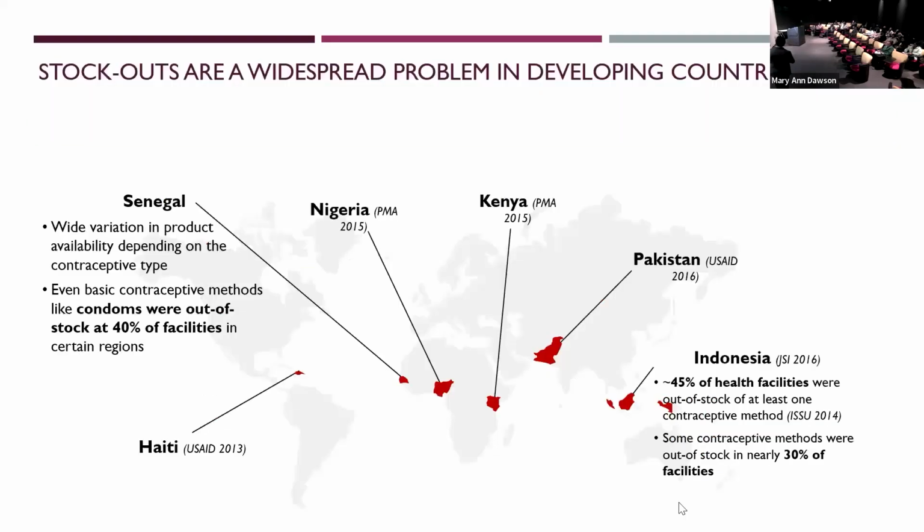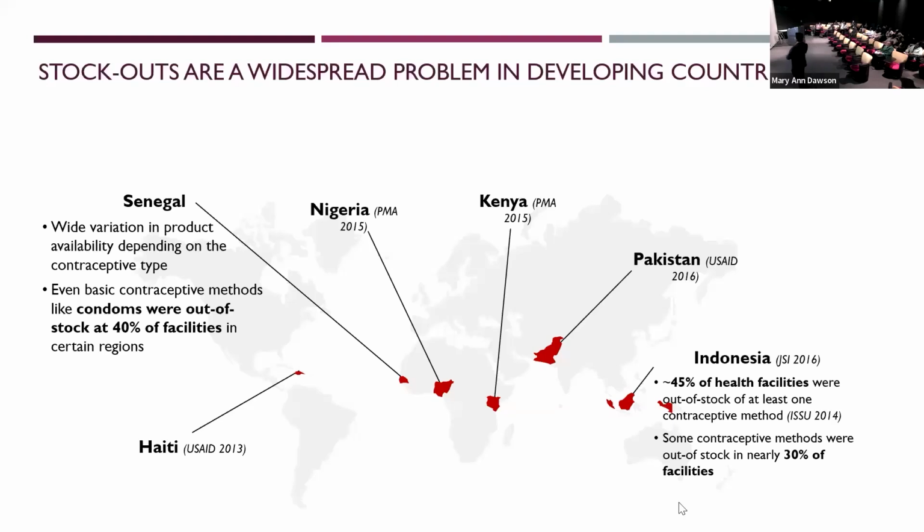And in fact, stockouts are a widespread problem across a number of countries, right? And it doesn't depend on continent. You go to any continent, there is a lot of countries where stockouts are a major problem, right? So for example, Haiti, Senegal, Nigeria, Kenya, Pakistan, Indonesia, in all of these countries, stockouts are a major problem, okay?